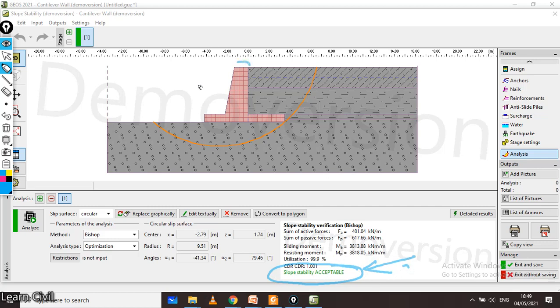So for these particular dimensions, the soil mass to be retained can be retained. Okay, so we got the slope stability acceptable option here. With this, the analysis is completed. You can get the report by clicking here. You will get the report like this.